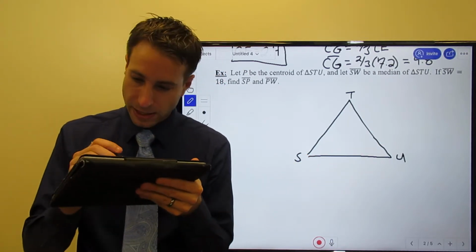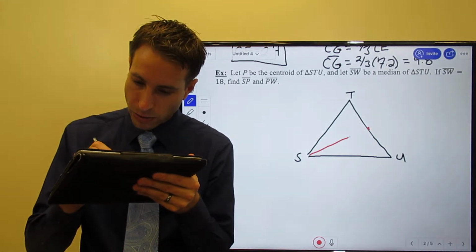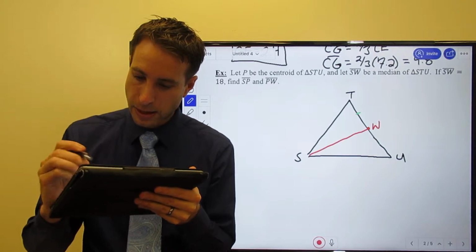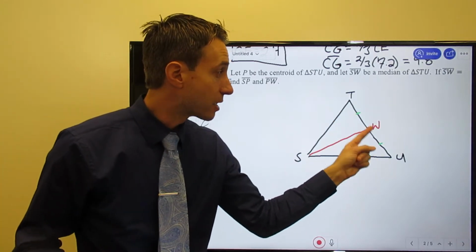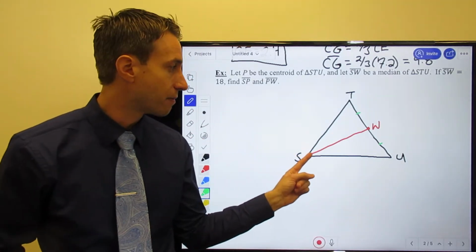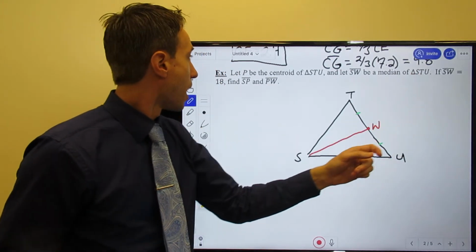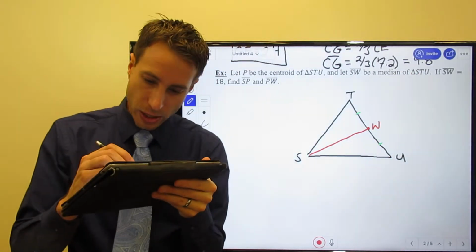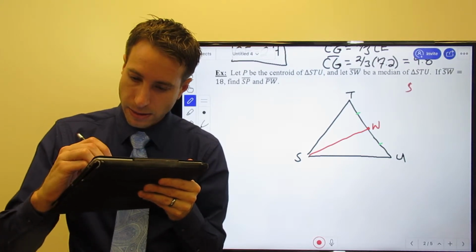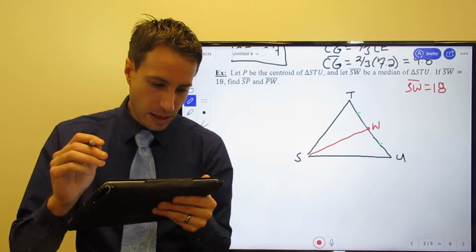W, so we're going to have this guy right here. I need to go to about the midpoint, which let's say was right there. So there's one of my medians. That's W, and I now know that those guys have to be congruent because W will be a midpoint. That's the definition of a median, vertex to the midpoint. So I got that one, median of STU. If SW is 18, I know that that is 18. SW is 18.